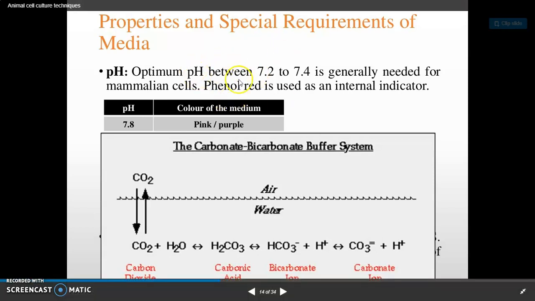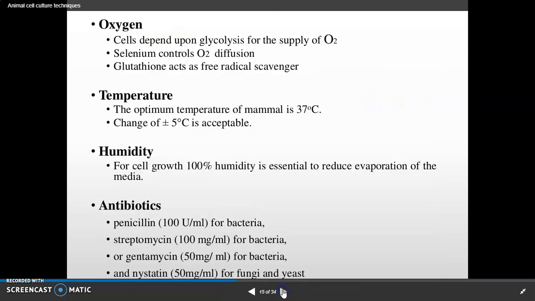See, the optimum pH, in between 7.2 to 7.4, is mandatory to maintain for the proper development of your tissue artificially, at the in vitro level. Phenol red is used as an internal indicator. Then oxygen, you have to maintain the proper oxygen. Then temperature, the room temperature you must maintain. Then humidity levels are maintained properly, then the antibiotics, and different kinds of antibiotics you have to use.